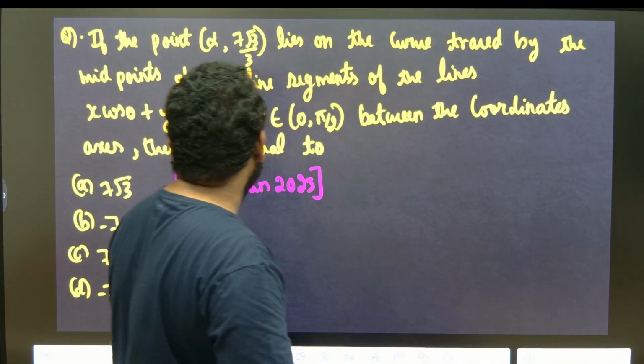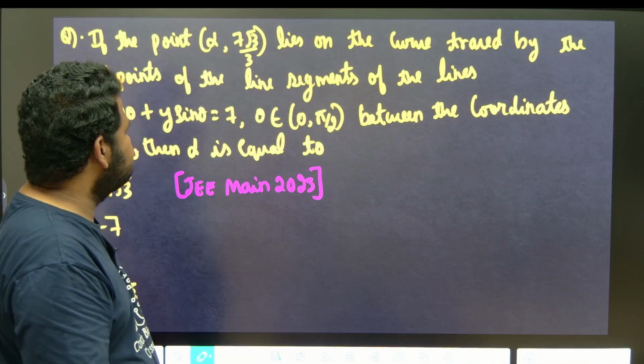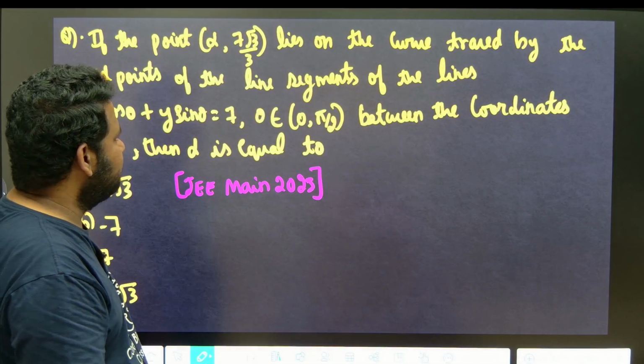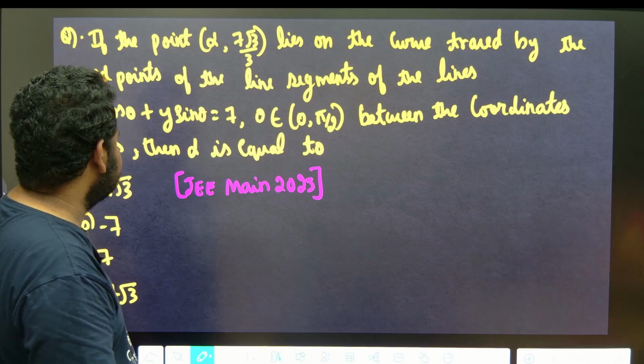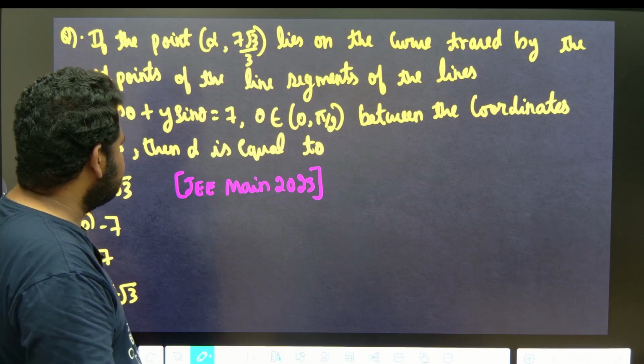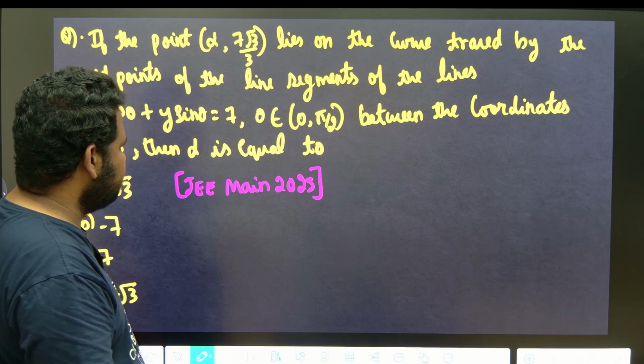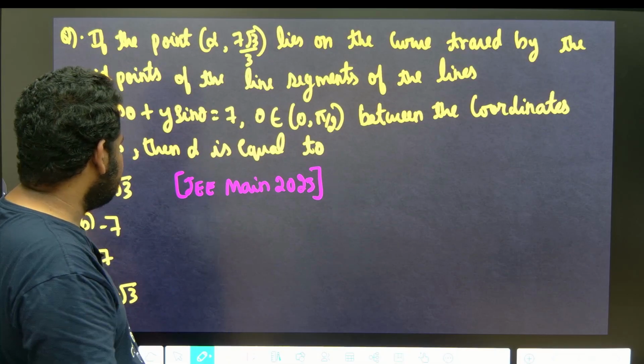Look at this question. They have given: if the point (alpha, 7 root 3 by 3) lies on the curve traced by the midpoints of the line segments of the line x cos theta plus y sin theta is equal to 7, theta belongs to (0, pi by 2), between the coordinate axes, then alpha is equal to.